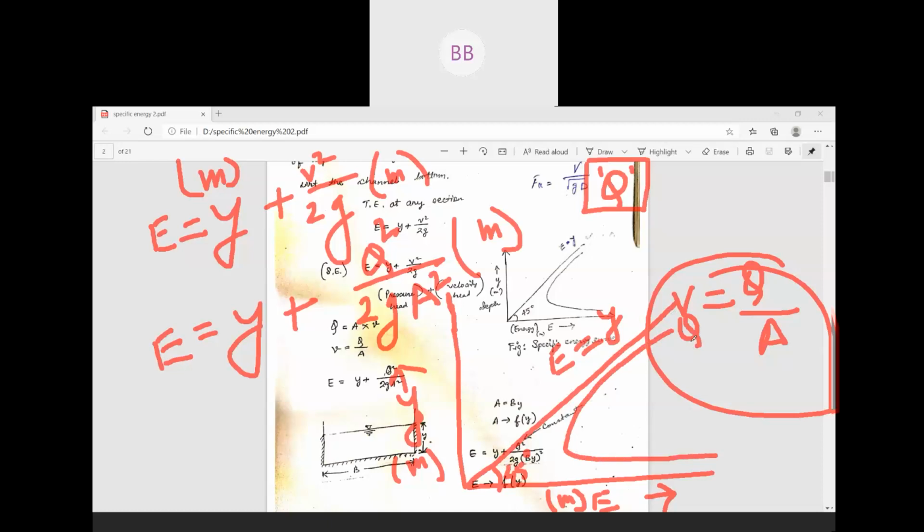Then for the same channel, if you change the discharge, you will get another specific energy curve but in the same area. So this is q1 and this is q2. Again you change the discharge; the other parameters are the same, for the same channel, if you change the discharge, you will get another specific energy curve.